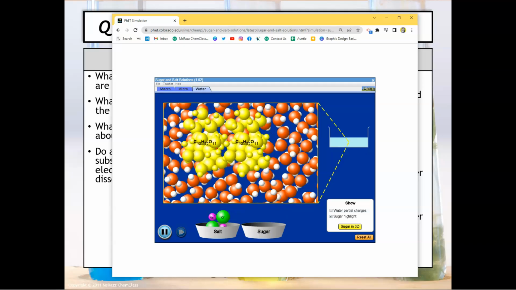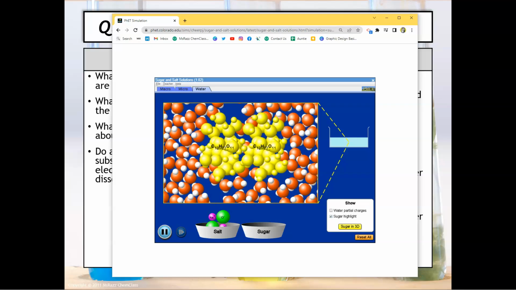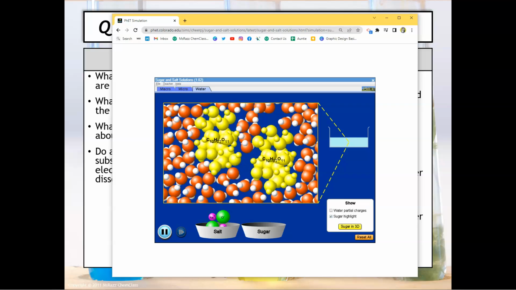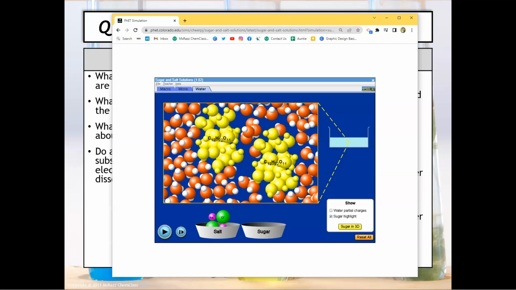So when I look at sugar, one of the things that you can do is you can drop it in there and you can leave it as highlighted like that. If you click off of that, notice that sugar is made up of carbon, hydrogen, and oxygen. And so it kind of blends in with the water molecules. So that's why I like to leave the highlight on there.